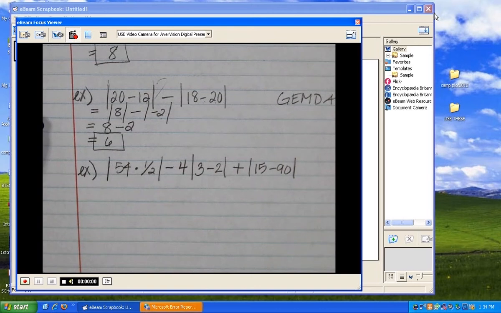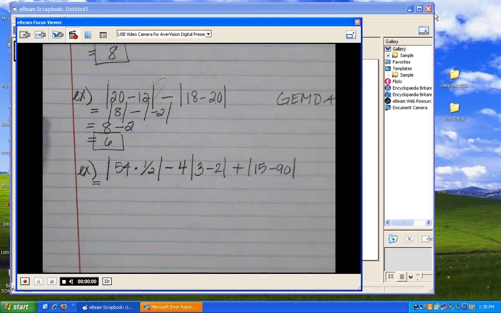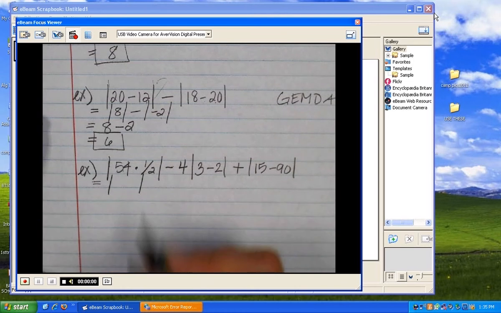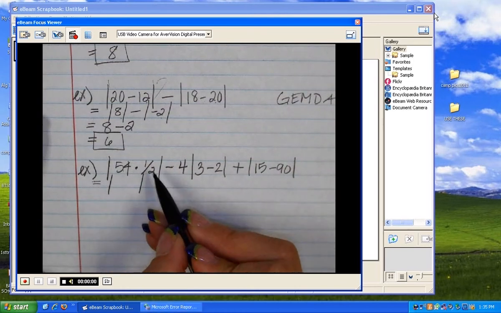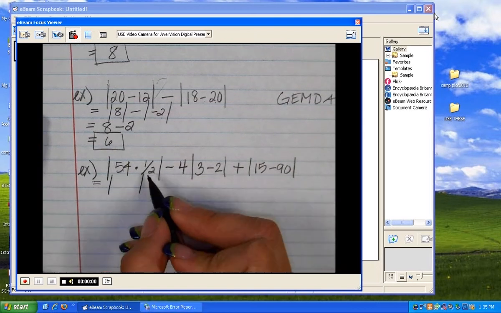Okay, that's a bigger problem. Let's take it step by step. We're going to say equals. And remember, we have to do what's on the inside first. So I'm going to leave my absolute value signs and say 54 times 1/2. Well, we're saying what is half of 54? Okay, so half of 54 is 54 divided by 2.